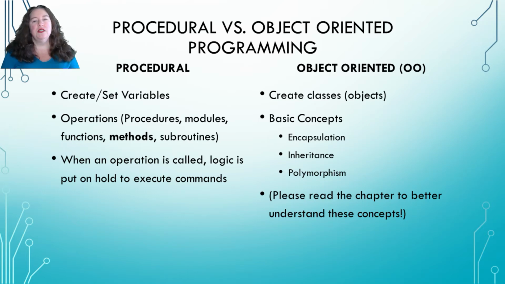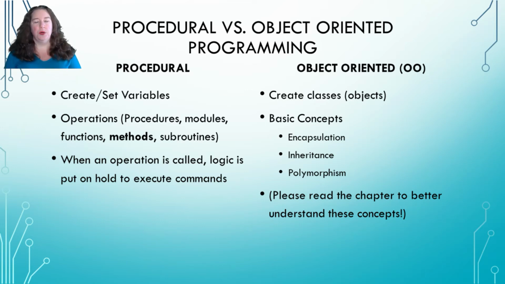When each operation is called, the logic is put on hold and executes the commands. So if we're running procedurally, you start at the top, you go down. If we run into a loop, it stops and it runs the loop until it's done. Then it keeps going. Then it runs into a function and it stops and it runs the function and then it keeps going. And you have a basic procedural linear going straight down.